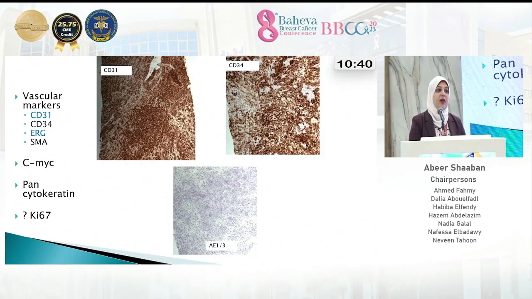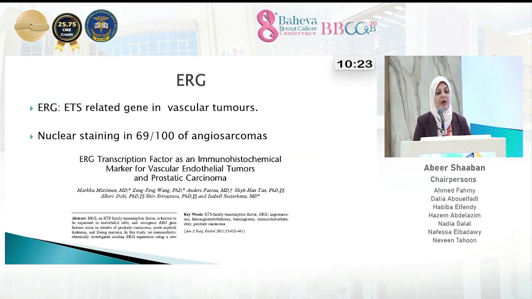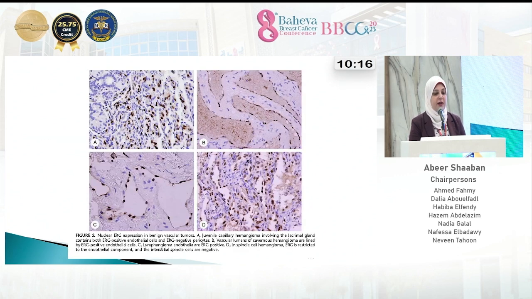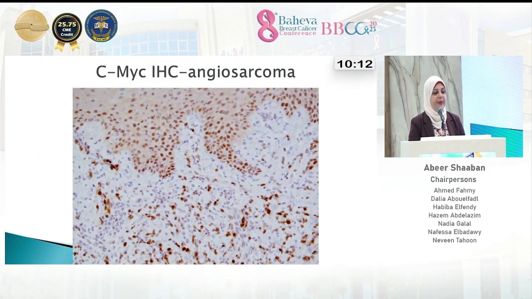C-MYC is useful if there is history of radiation. So usually it is positive in neoplastic lesions and in radiation-associated angiosarcoma. You might wish to add pancytokeratin to differentiate it from epithelial malignancy. So ERG is a really good one, and this one that we use commonly for the diagnosis of vascular lesions. And it has a really nice nuclear positivity.